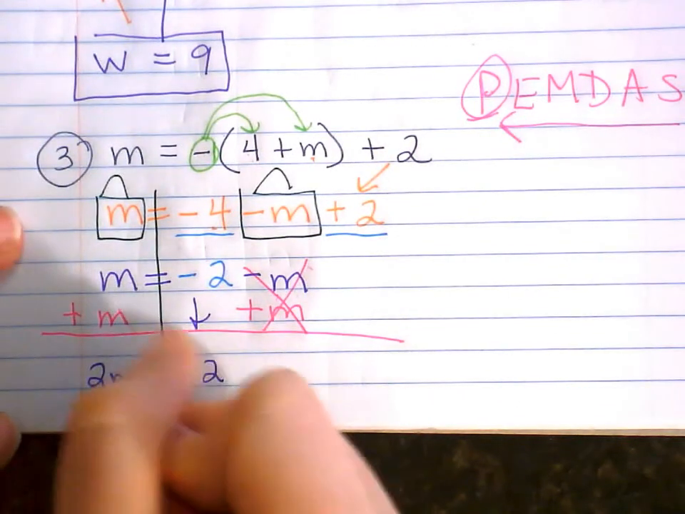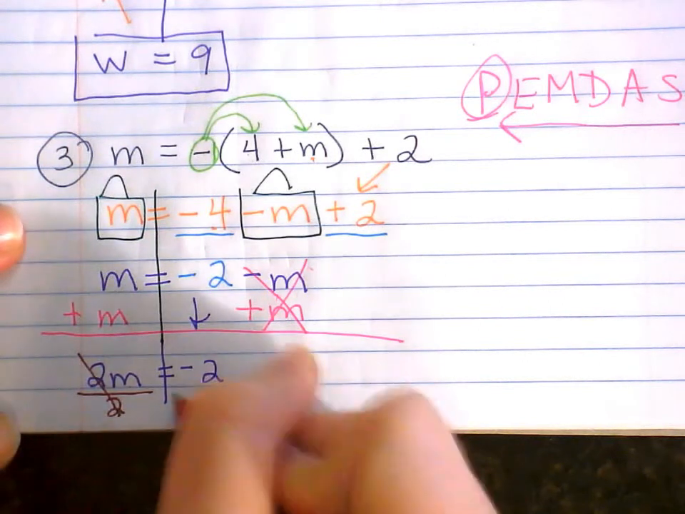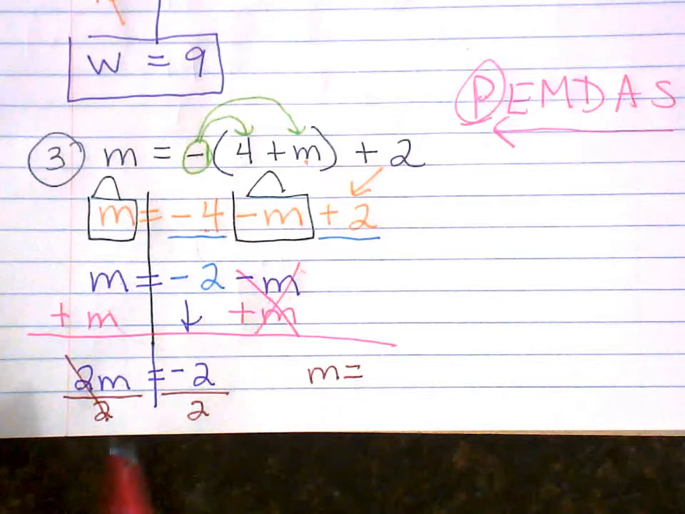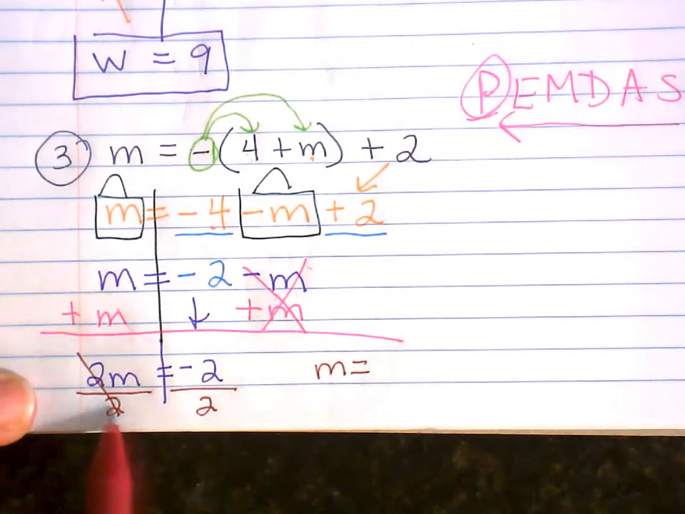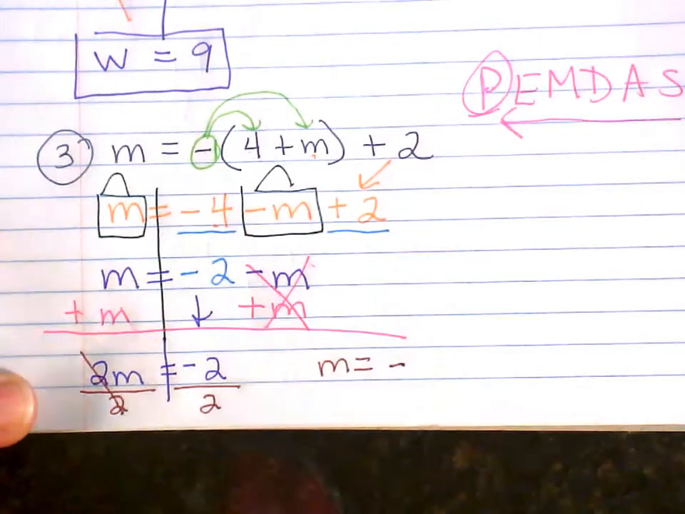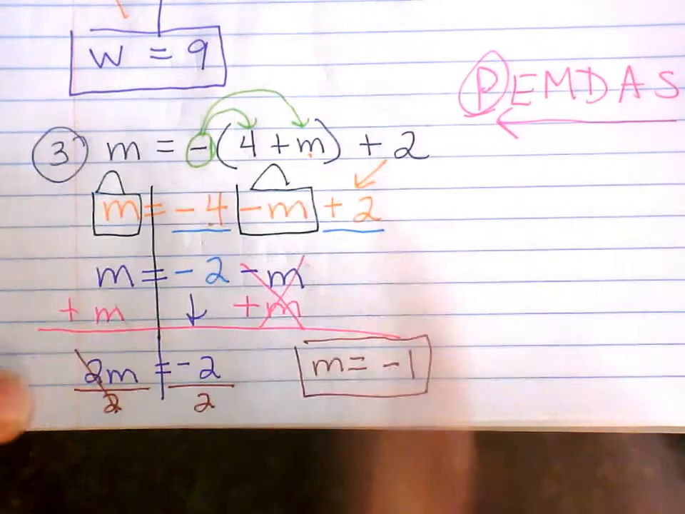They're touching, they're married, divide, divorce. Divide by 2, divide by 2. M equals, because 2 divided by 2 is 1. We don't write the 1 out front. We're lazy. Negative divided by a positive is a negative. 2 divided by 2 is 1. M is negative 1.